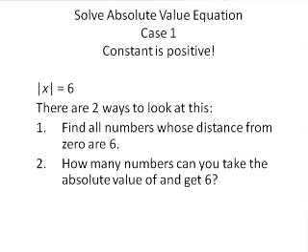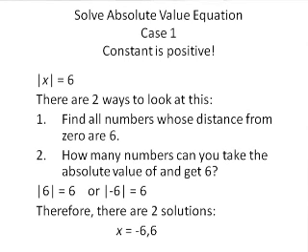For the simpler absolute value equations like this one, we can interpret this the following way. Find all numbers whose distance from 0 is 6. We can go to the left 6 units and we can go to the right 6 units. And we would have two solutions, 6 or negative 6.